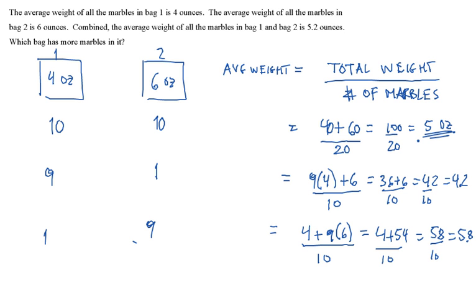So since the average of all the marbles in bags 1 and 2 is indeed greater than 5, which is what the question tells us, it tells us that the average of all the marbles in bags 1 and 2 is 5.2 ounces, that must mean there must be more of the heavier marbles, so bag 2 has more marbles in it.